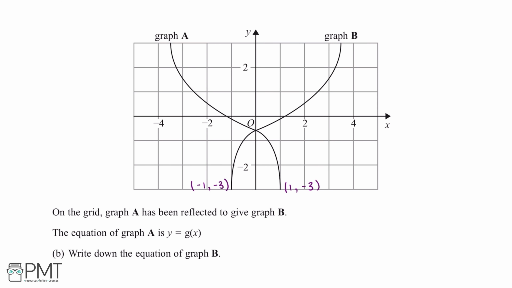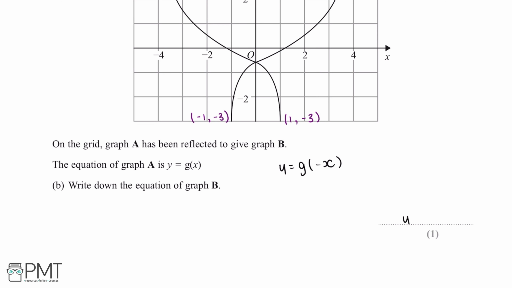So what we can see is the x value of the coordinate has gone from 1 to negative 1. So therefore, all of the positive x values have been made negative. And this is the same for the rest of the graph, meaning all of the negative values of x have been made positive in graph B. So therefore, the equation of graph B will be y is equal to g of negative x. And this is our final answer. And this question's worth 1 mark, and this is for the correct answer.